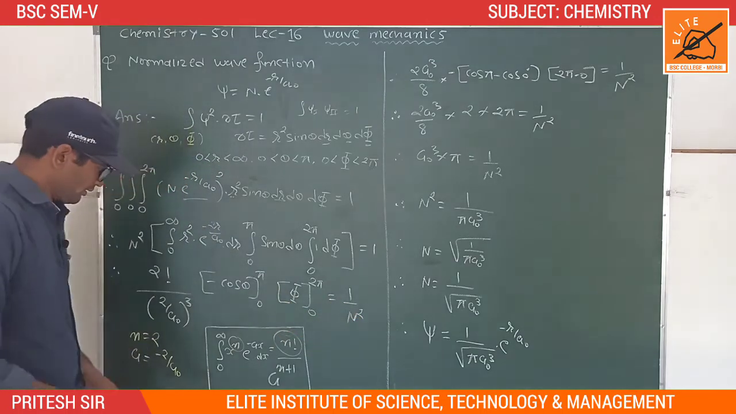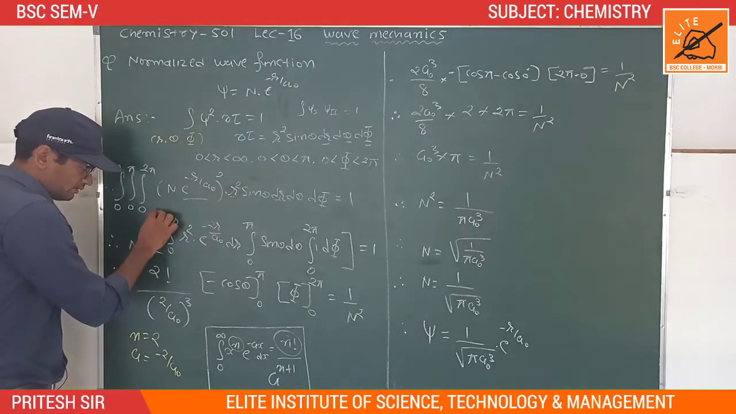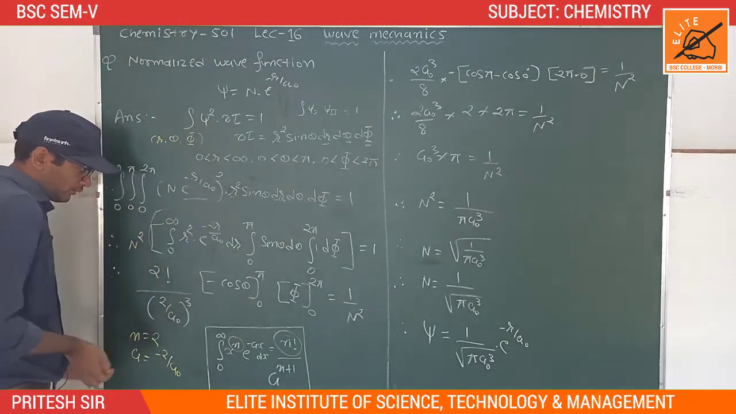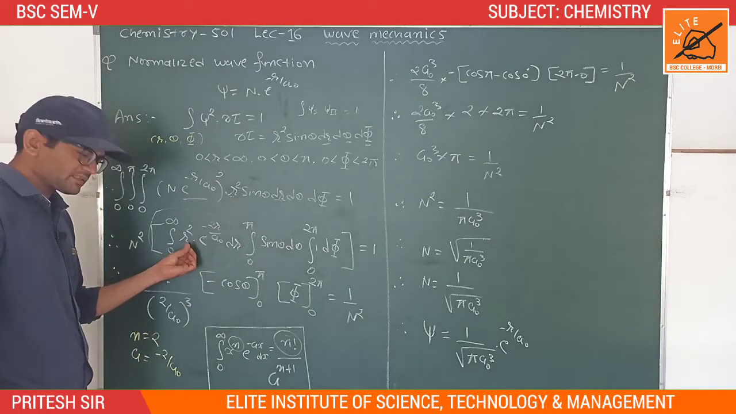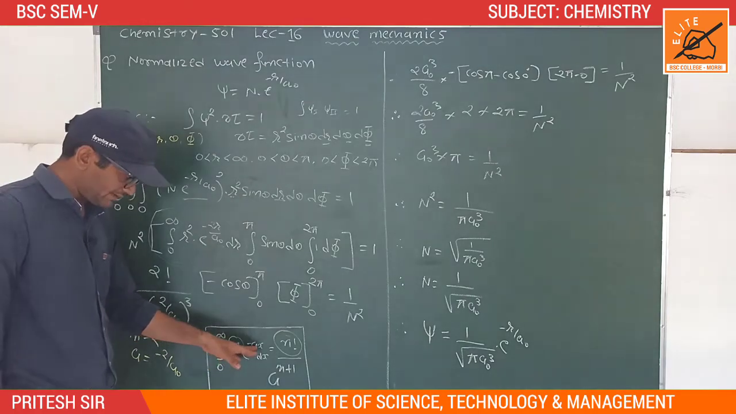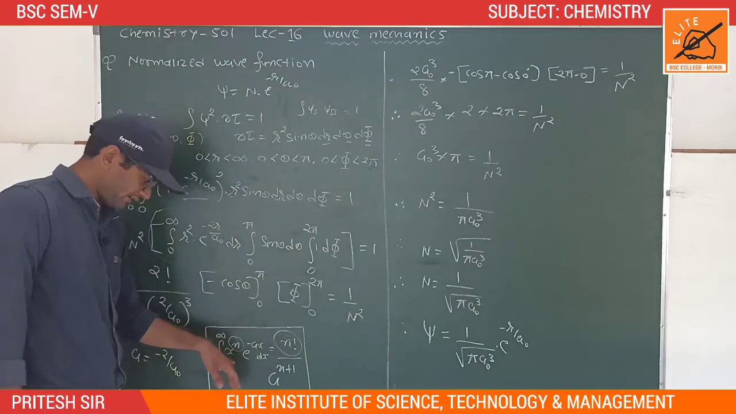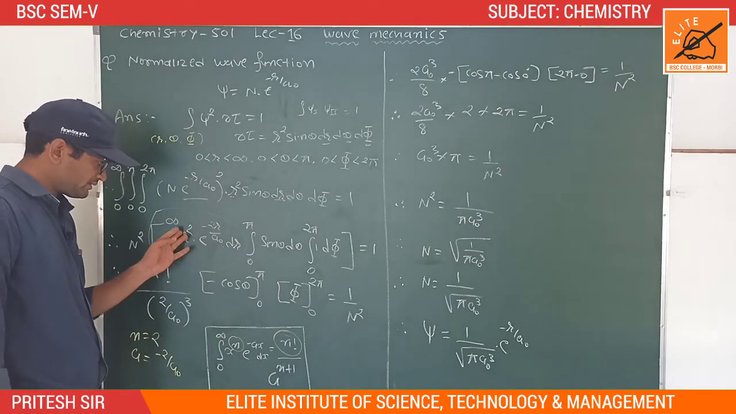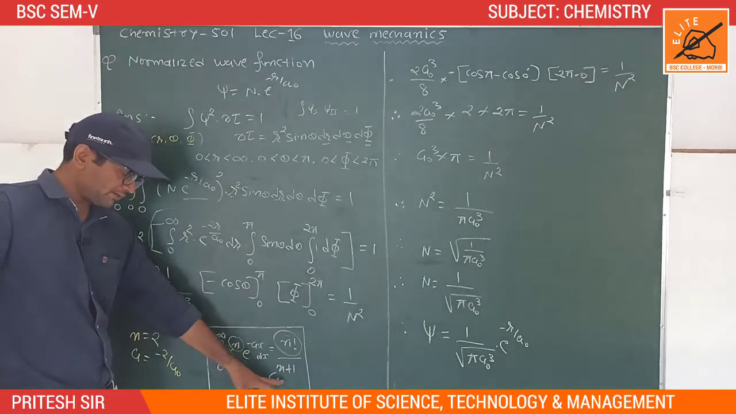Okay, so the value of this equation, first term. To solve this equation, we must have knowledge about this formula: integration of x to the power n e to the power minus x dx is equal to n factorial. Here n means the variable power. Here the variable is r, so the power is 2. So 2 factorial divided by a to the power n plus 1.